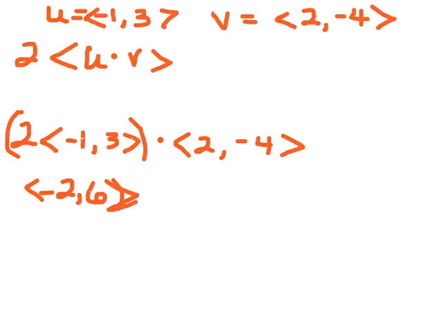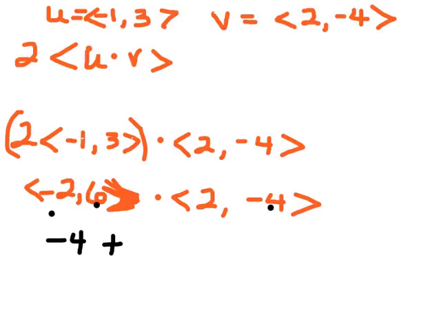Then I need to draw the little dot. Then I dot product it with 2, negative 4. If you remember, how do we do this? Negative 2 times 2 is negative 4, plus 6 times negative 4 is negative 24, and negative 4 plus negative 24 is negative 28. I multiply the x parts together, I multiply the y parts together, and then I add them. So I got negative 28.